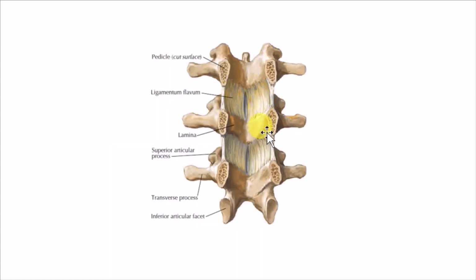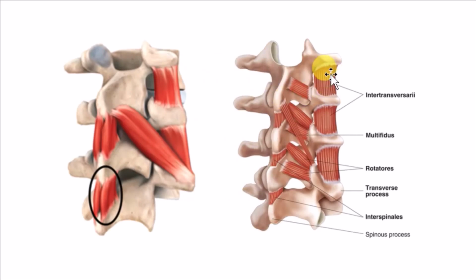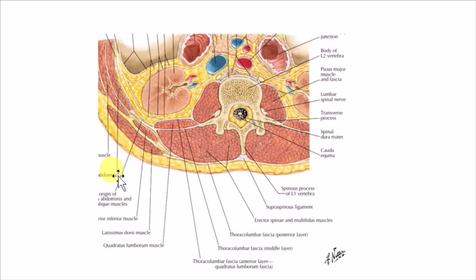If we cut it here, you can appreciate the ligamentum flavum on the anterior surface of the lamina. Then in between the two transverse processes, you can appreciate the intertransverse muscle. Here also you can appreciate intertransverse muscle, and in between the two spinous processes you can appreciate interspinal muscle or interspinous muscle. Here this muscle is the multifidus, which is attached on the spinous process as well as on the mammillary process.